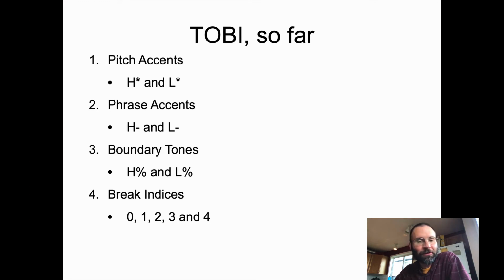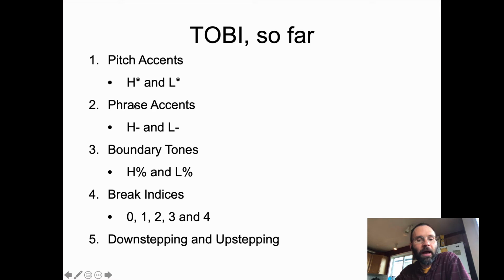We have 5 different break indices, although we tend to use only 4, ranging from 0 to 4, where 4 aligns with the end of an intonational phrase, 3 aligns with the end of an intermediate phrase, 1 goes with the end of a word, and 0 is where you have co-articulation across a word boundary.